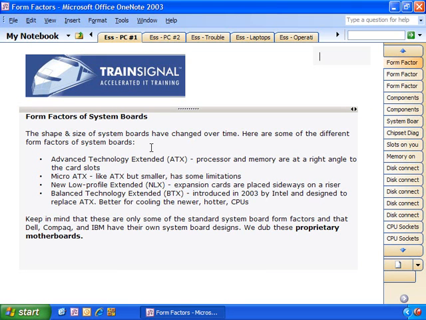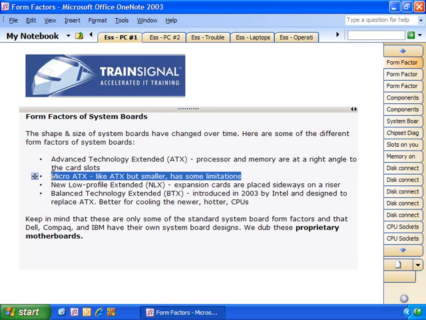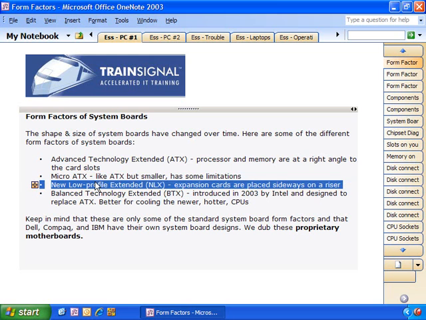Different manufacturers of the boards and the chip manufacturers come up with these standards. And so the first one is Advanced Technology Extended, or ATX. This is where the processor and the memory are at a right angle to the card slots. Then there's Micro ATX. It's like ATX but smaller, and because of that it has some limitations. Then there's the New Low Profile Extended, or NLX. This is where the expansion cards are placed sideways on a riser.